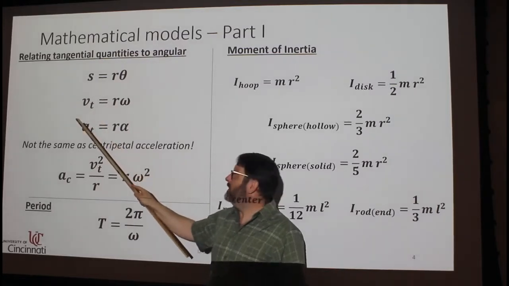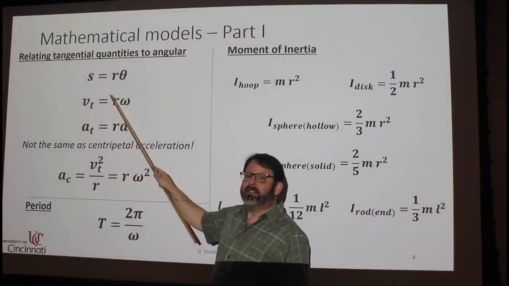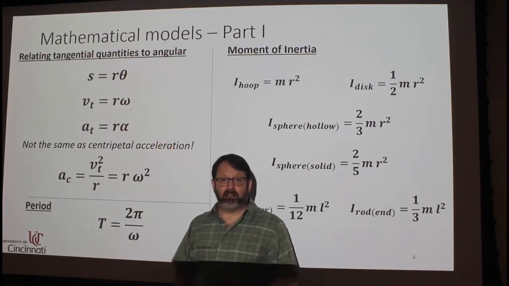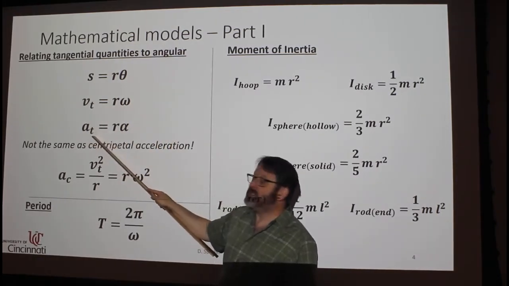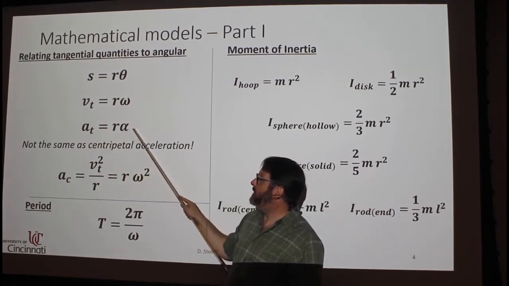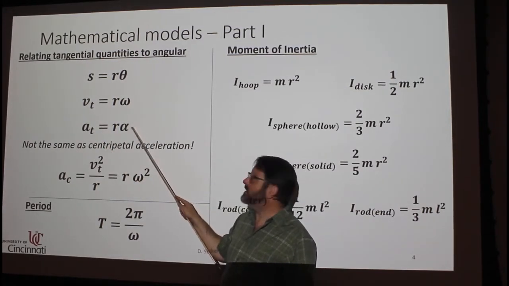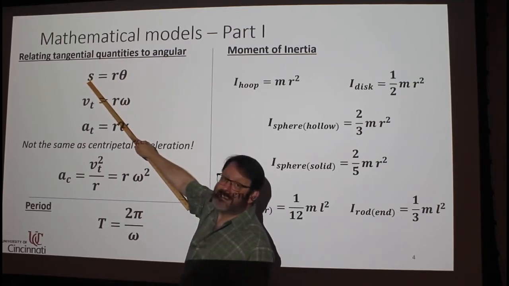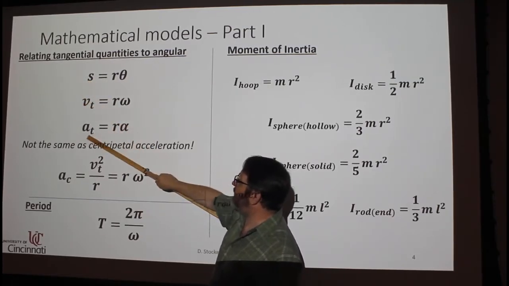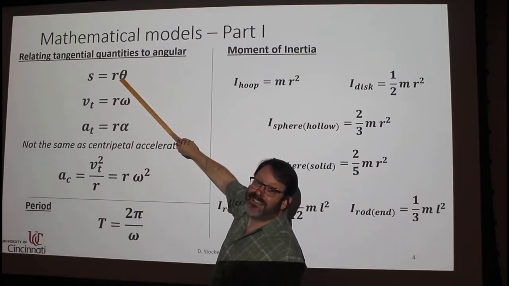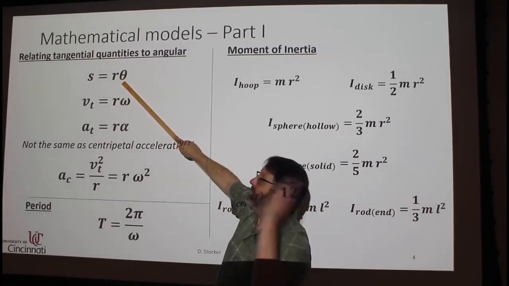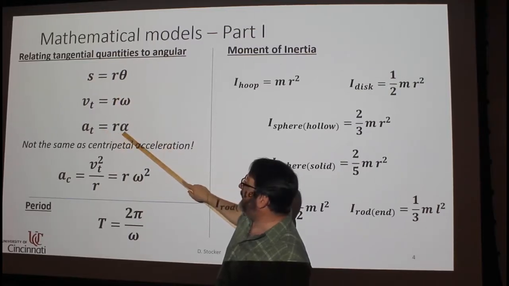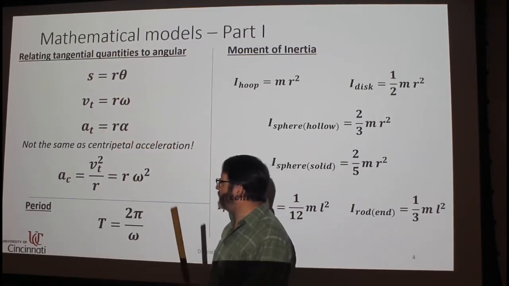Tangential velocity is the same radius r multiplied by the angular velocity. Similarly, the tangential acceleration is related to the angular acceleration. The same pattern here. So this is like a distance, a velocity, an acceleration. This is also like a distance, but it's an angular distance: angular position, angular velocity, angular acceleration.